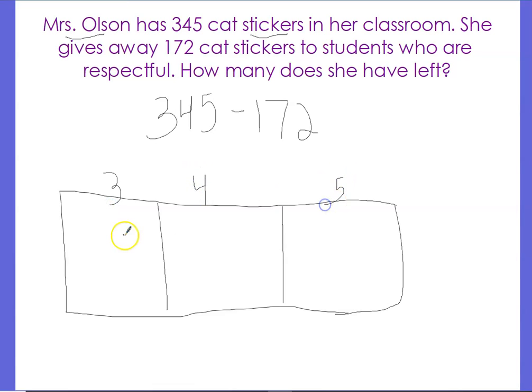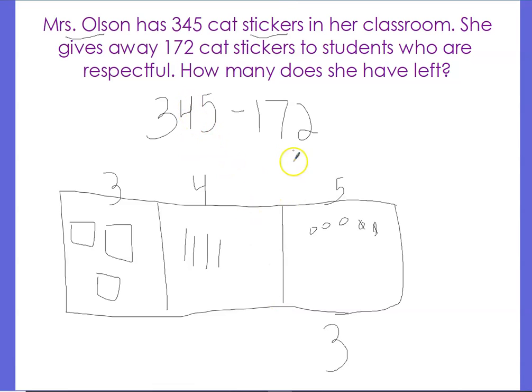345. Okay, so I'm going to draw out 3 hundreds, 4 tens, 1, 2, 3, 4, and 5 ones. 1, 2, 3, 4, 5. Okay? So now I can subtract. So in my ones place, I'm subtracting 5 minus 2. Okay, I'm taking 2 ones away. Do I have enough? I do. So if I cross 2 out, I have 3 left over.